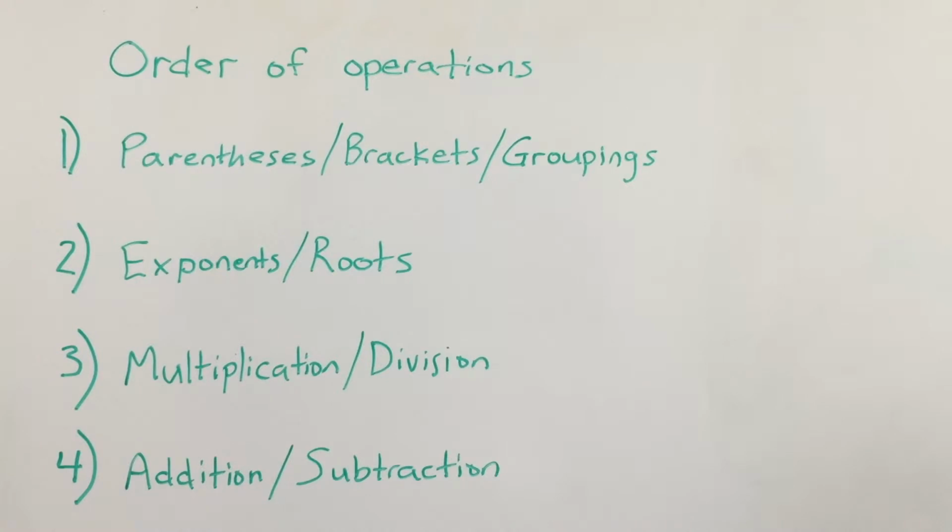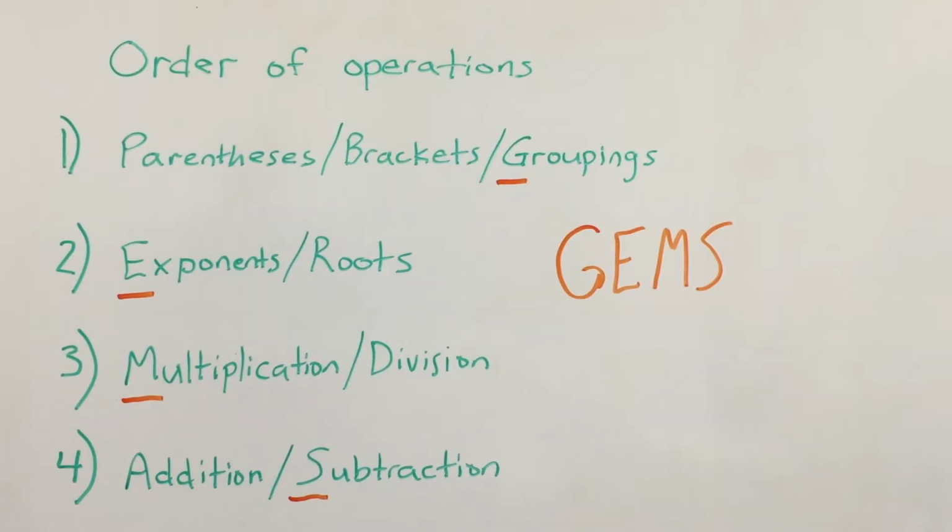When we have a complex math problem, we use the order of operations to tell us what order to do things in. It's easy to remember. First, you do any math found inside a grouping, for example, inside parentheses or brackets. Then you do exponents and roots. Then you do multiplication and division. Finally, you do addition and subtraction.